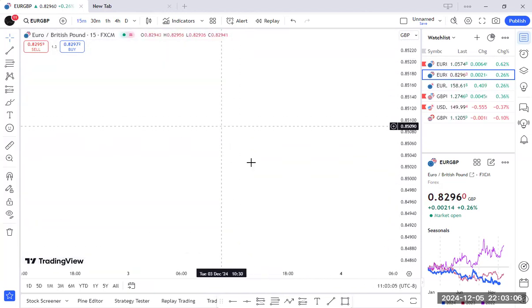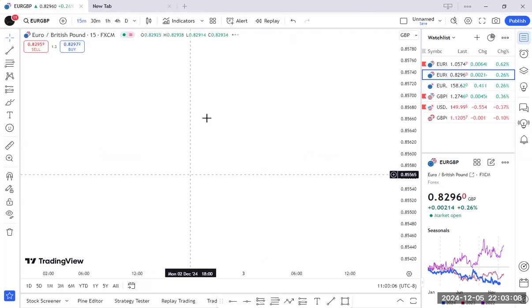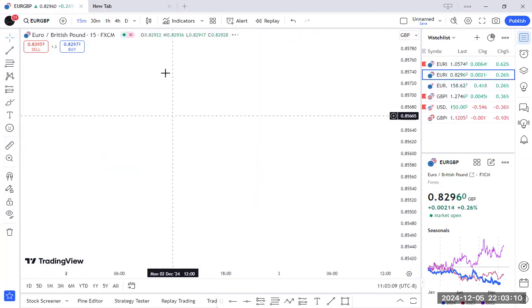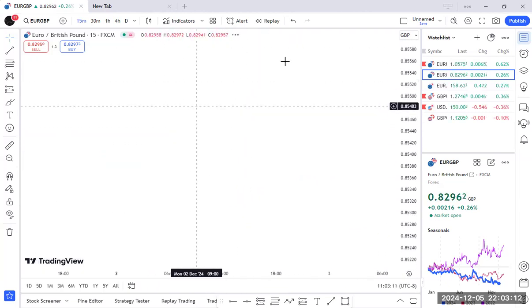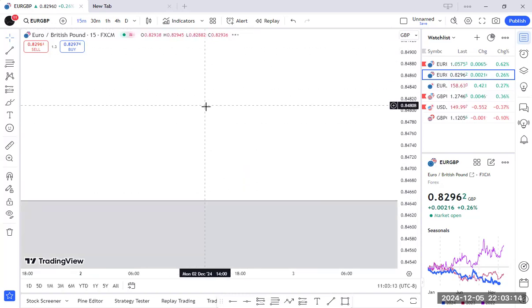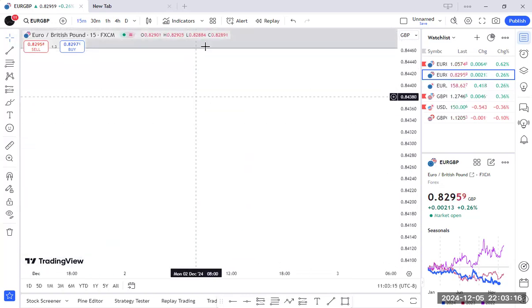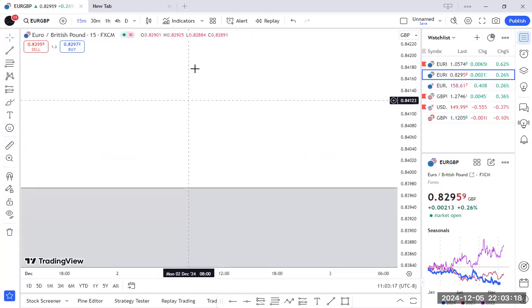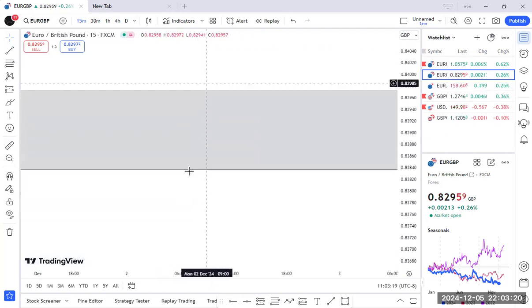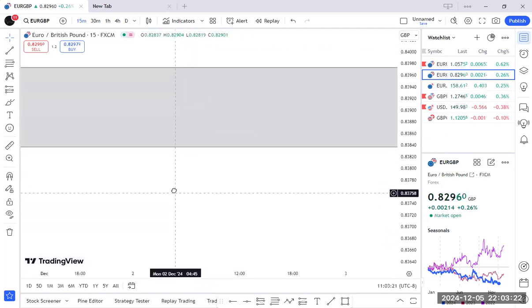Let me go back to the previous one where I wrote the candlestick patterns. I can't find it again, so we'll have to just continue like this. Candlestick patterns, we'll have different kinds of candlestick patterns. We'll have the hammer, we'll have the doji.